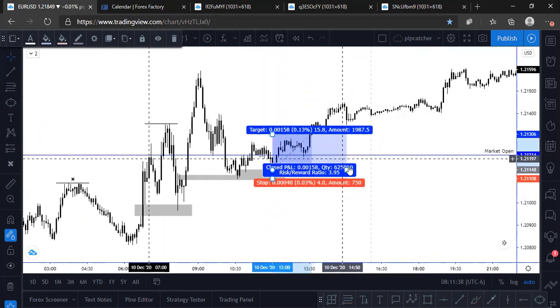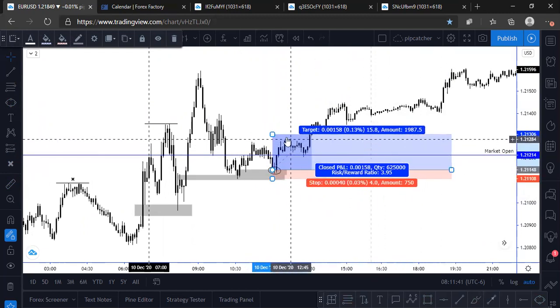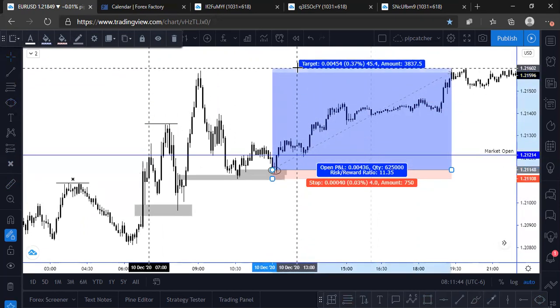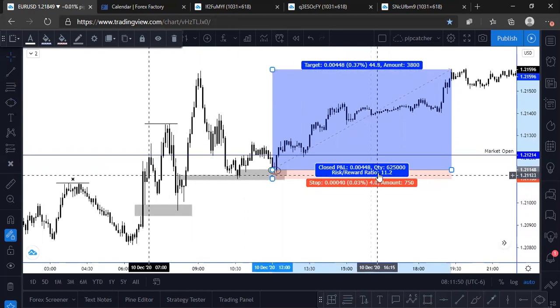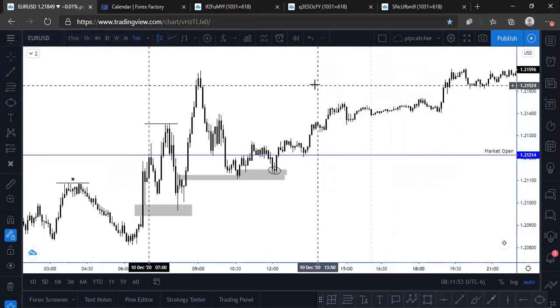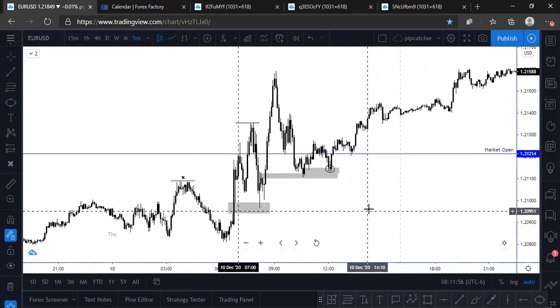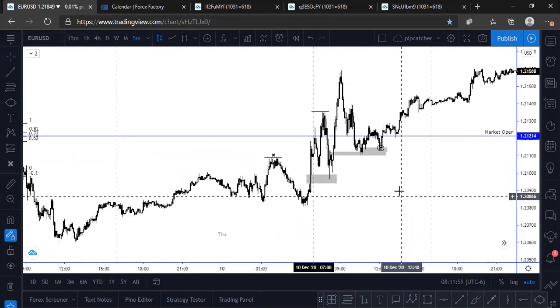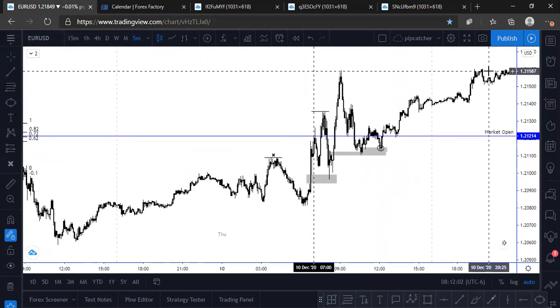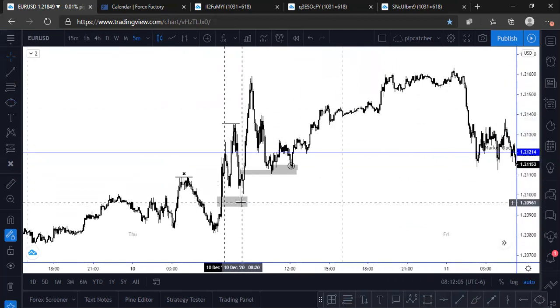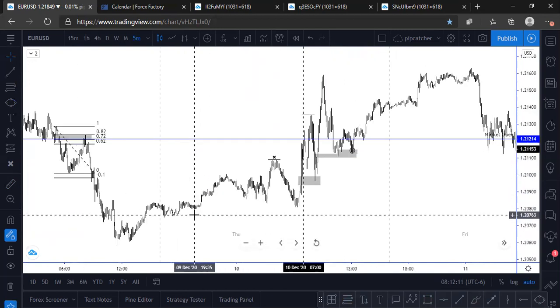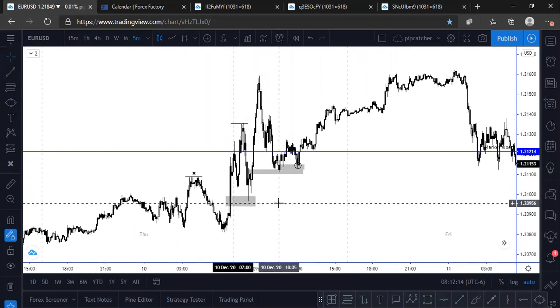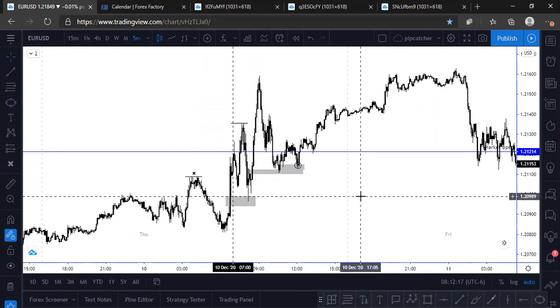So about a 4 pip stop loss to a potential 44 pips, 45 pips, 11 to 1. I'm done for the week, right? I'm done for the week. Today would have been Thursday going into Friday. Profits had been hit from all 3 entries right here. Yeah, 3 entries, guys, on the same day. 3 entries, all in profit on the same day. I'm definitely done for the week. Okay?